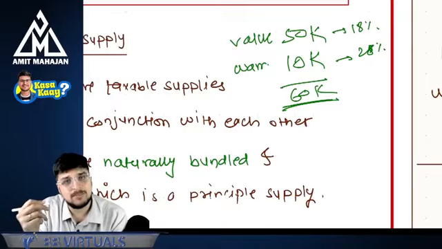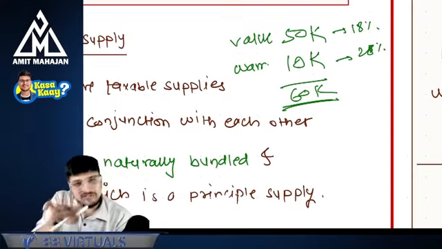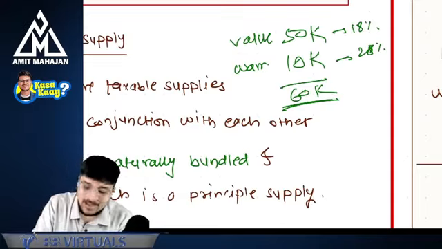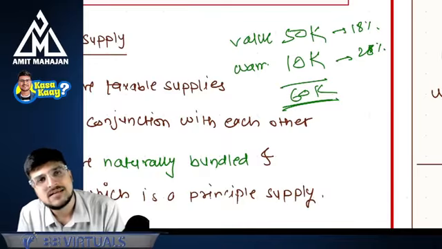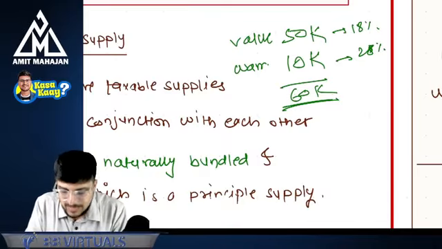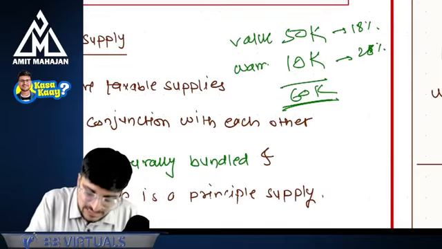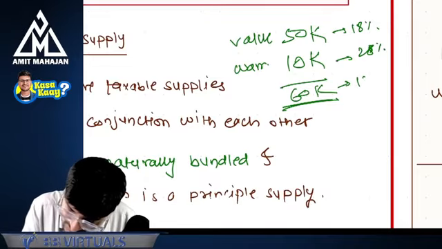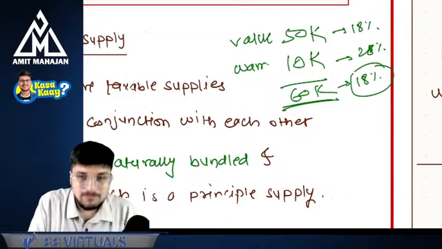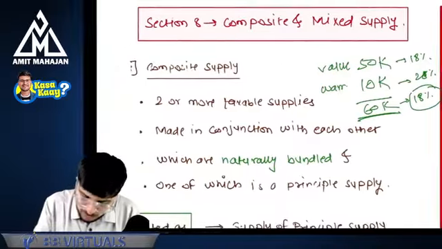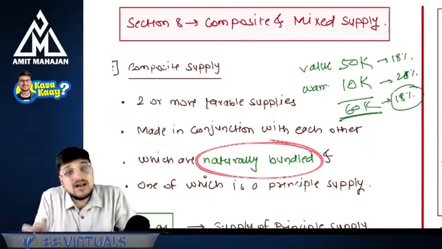This is called a composite supply, where 2 or more supplies are given in conjunction with each other, and one of which is a principal supply. Can I say this microwave oven is a principal supply in this case? Microwave oven is the principal supply, and this warranty is a secondary, ancillary supply. So in this case, which rate will be applicable? The rate of the principal supply will be applicable, that is 18%. So this is the example of composite supply, where two or more supplies are made in conjunction with each other, which are naturally bundled.